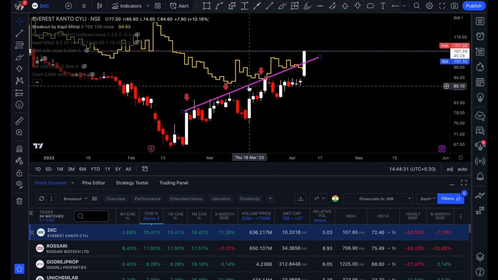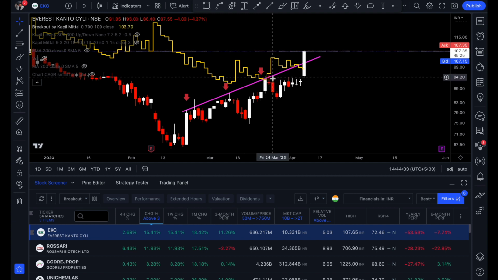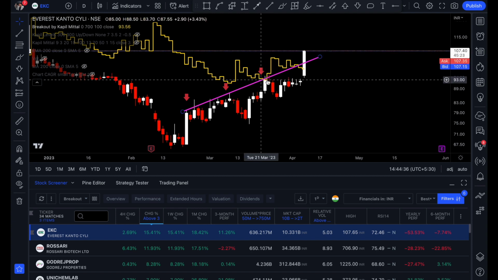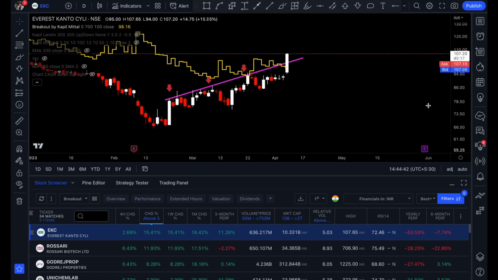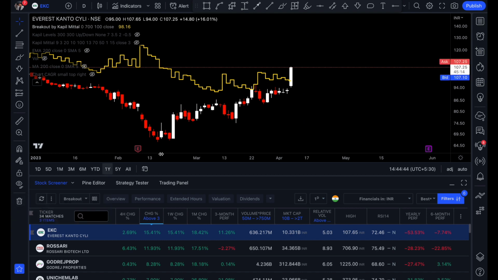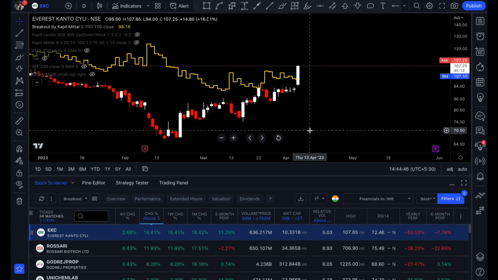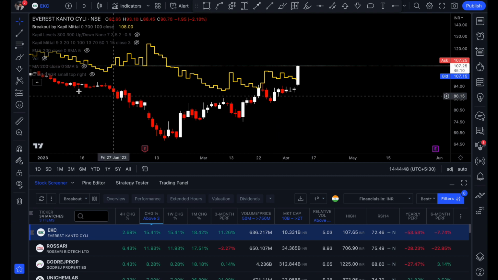If you see here, it was perfectly taking resistance from the trend line, and so it didn't cross the breakout indicator here as well. So you can rely on the breakout indicator pretty much to identify these patterns, and you don't even have to identify these patterns. It is doing it for you automatically.